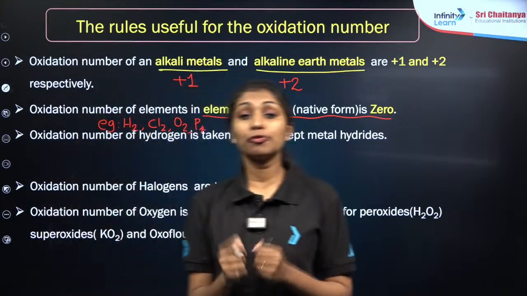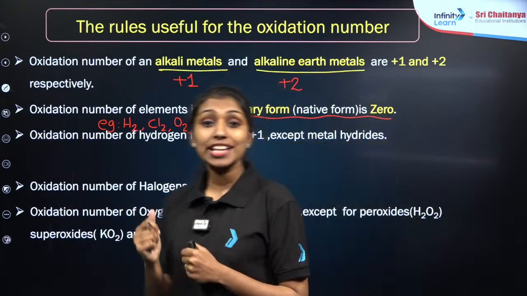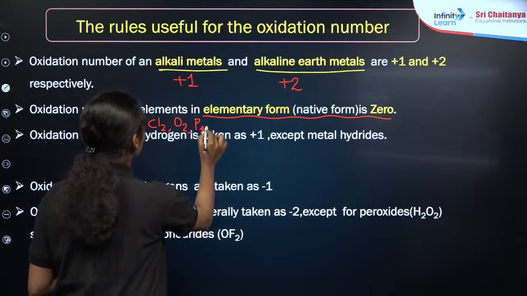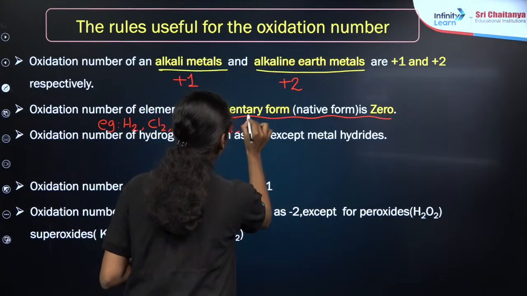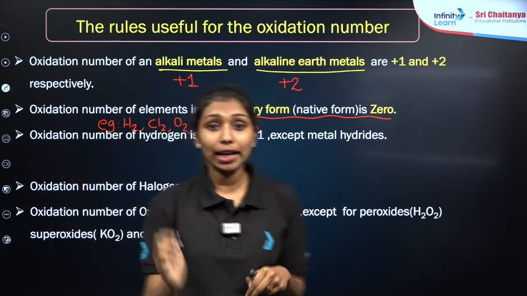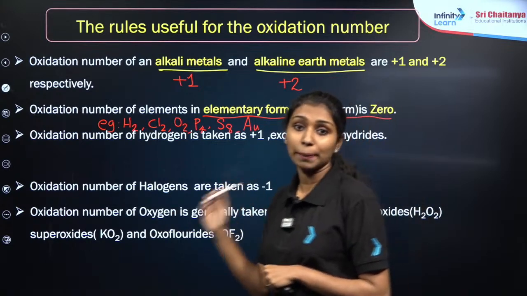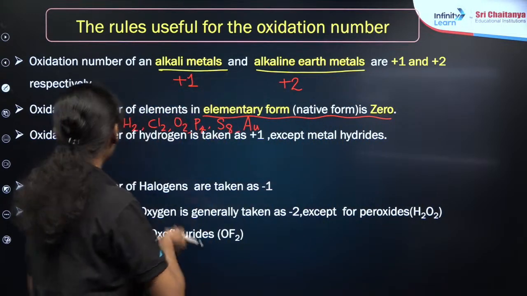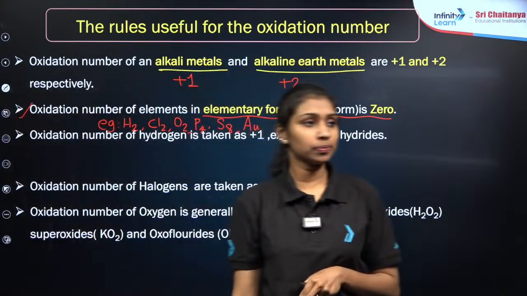In the case of P4, 4 phosphorus atoms are combined together to form a tetraatomic molecule. Similarly, S8, or gold, Au. These are all elements in their elemental or native form. For these elements, we will take the oxidation number as 0. Is the point clear for everyone?